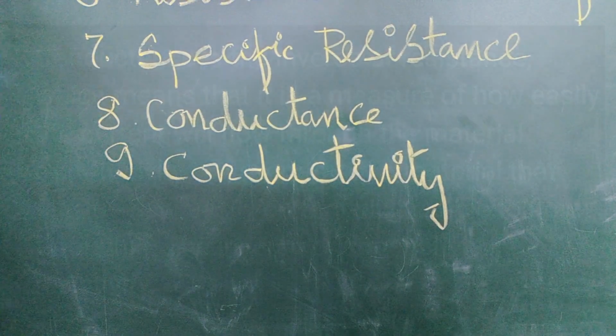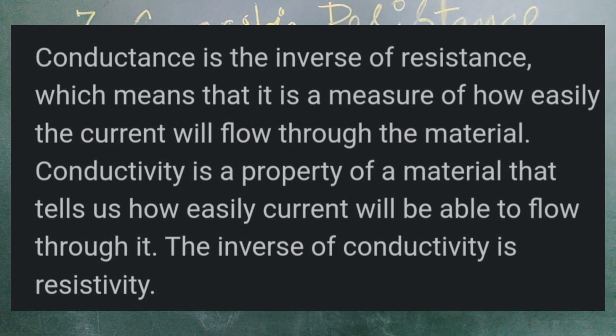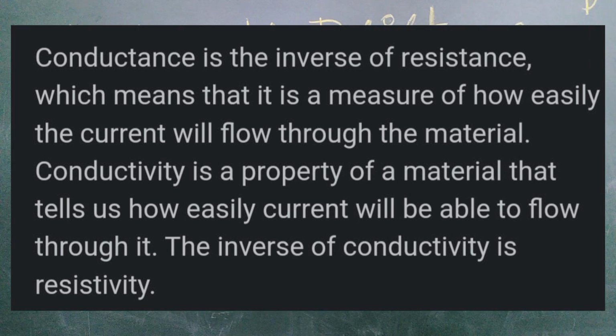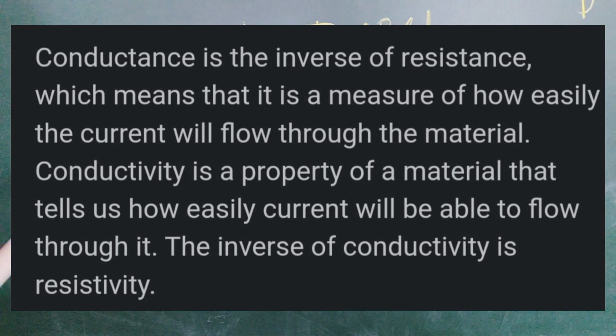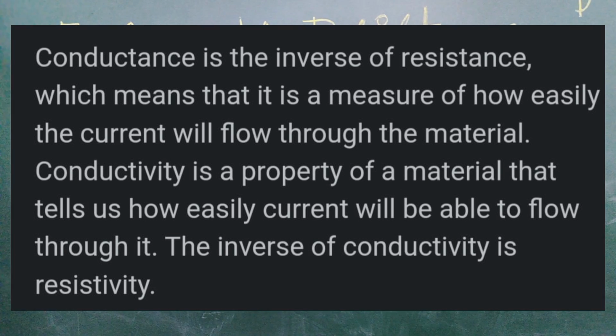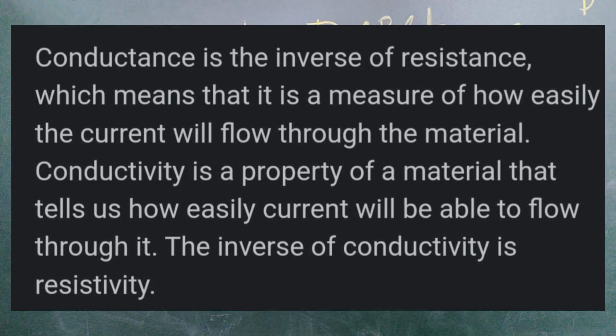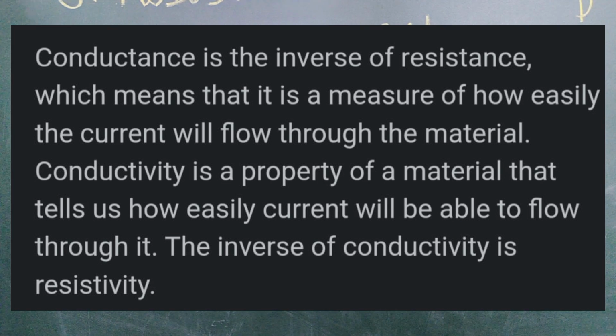Here the definition of conductance is the inverse of resistance, which means it is a measure of how easily the current will flow through the material. That means in what sense the current will flow easily through the material. That is called conductance. And next is conductivity. It is a property of the material which tells how easily current will be able to flow through the material. So these are the two different properties of a material we can measure by the following formulas.